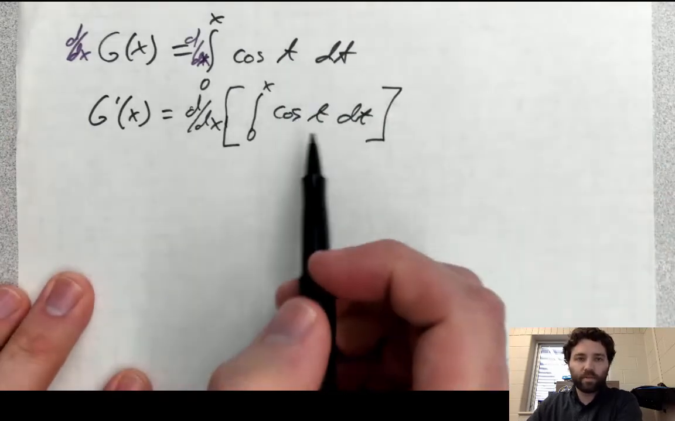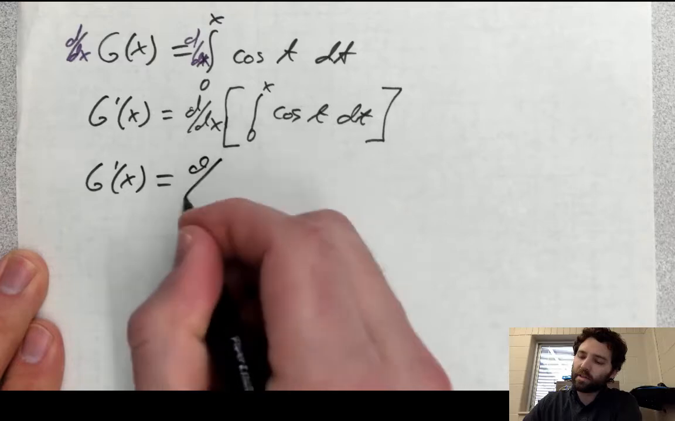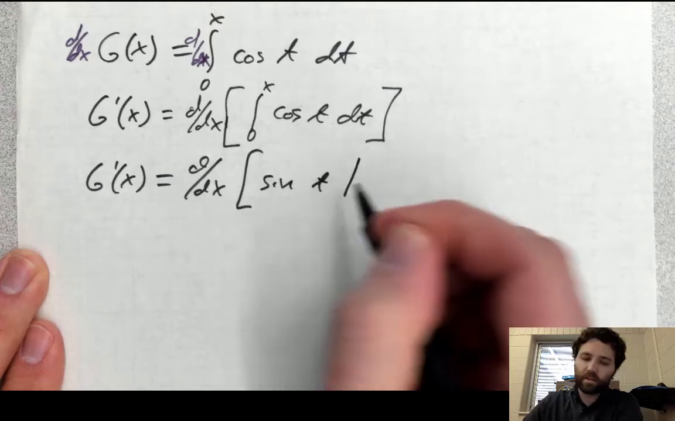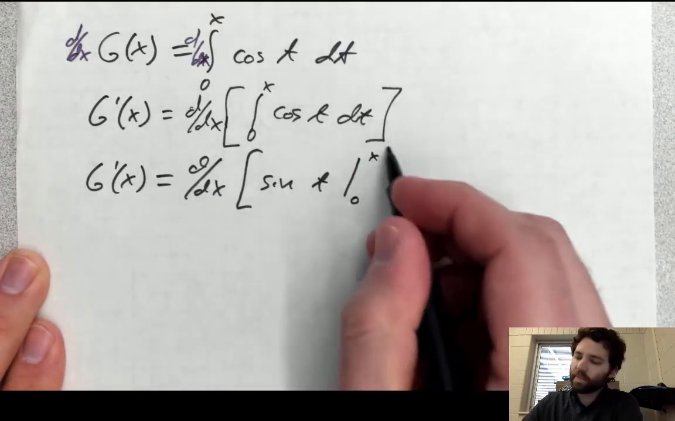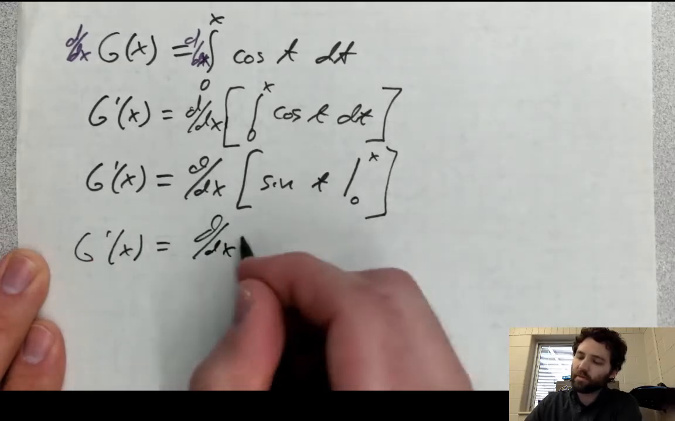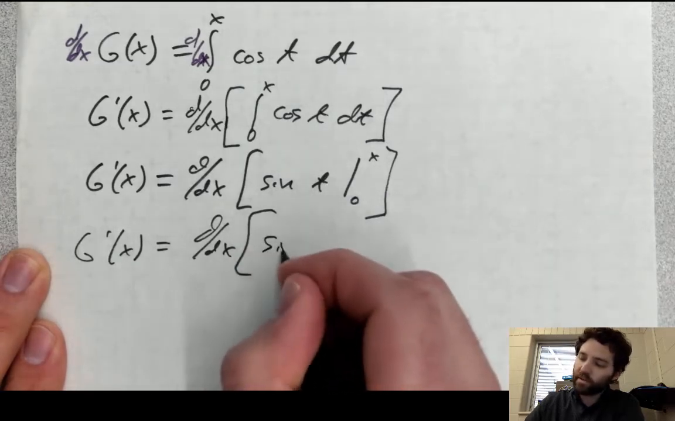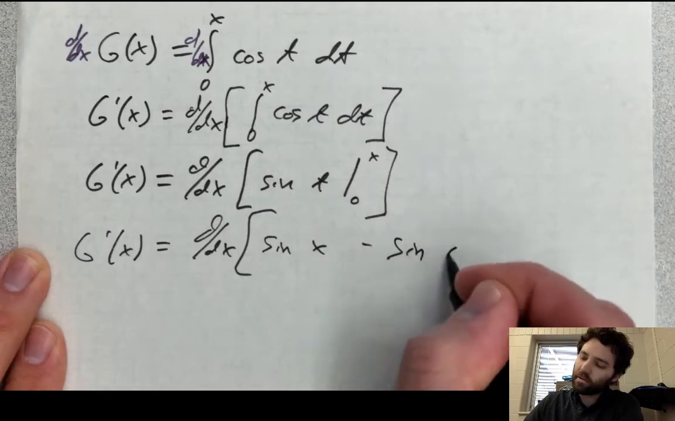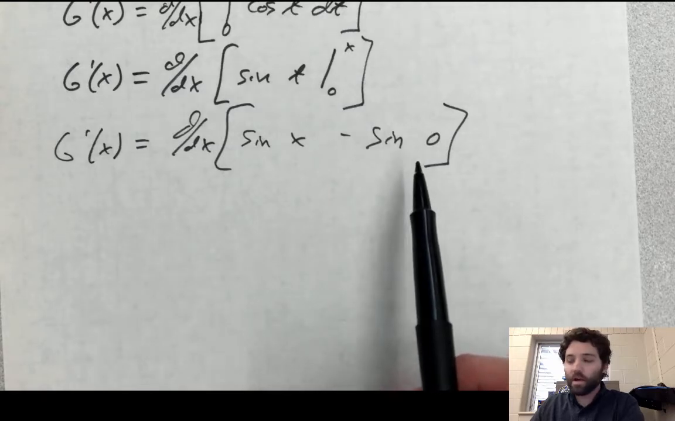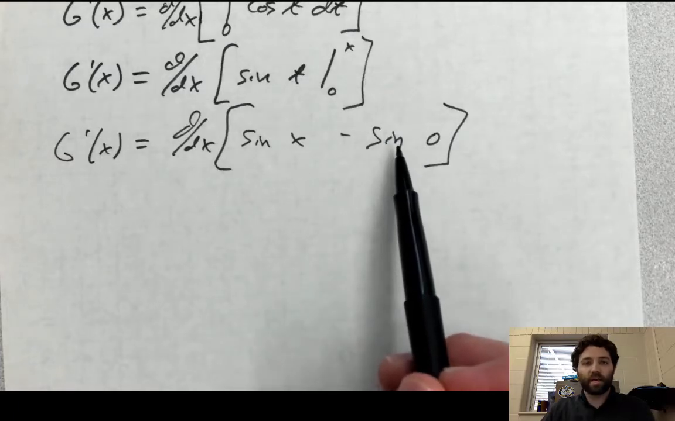Okay, but we just played around with this on the previous page, and we got that that would be the derivative of sine of t evaluated from 0 to x, which would be sine of x minus sine of 0. Now, it happens to be that sine of 0 is 0, but that won't always be the case, right? We could pick a different function where this would not just be 0.